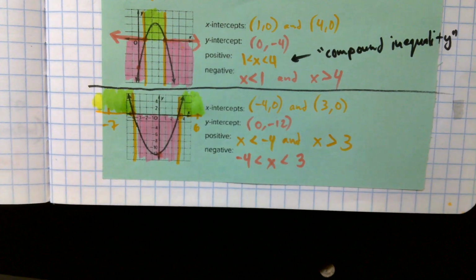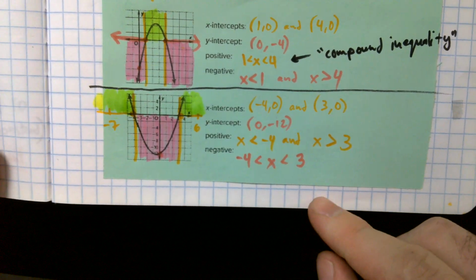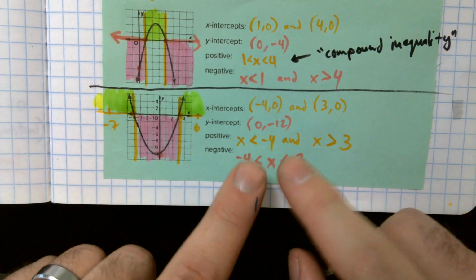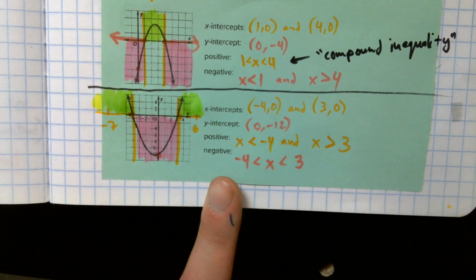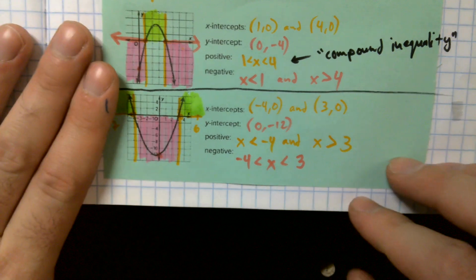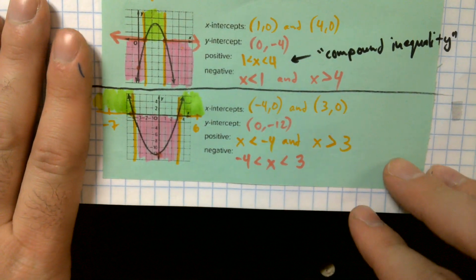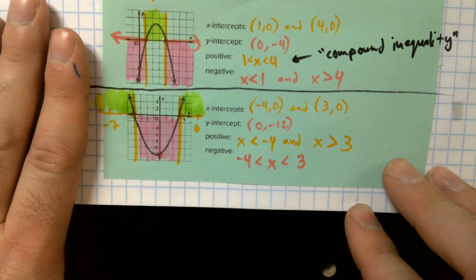The arrows tell me it goes on forever. That's what's important. That's why we have two separate inequalities. With my bump, in this case it's down below in my negative section, I've got the compound inequality. All right? That makes sense. Quick show of thumbs. How much sense is this making now? 100%. Good. We got one more to do.